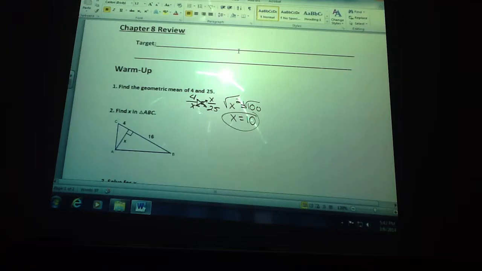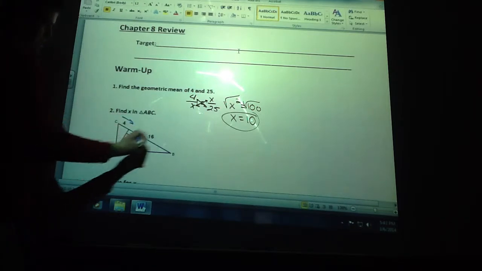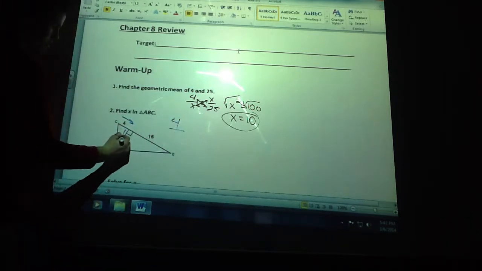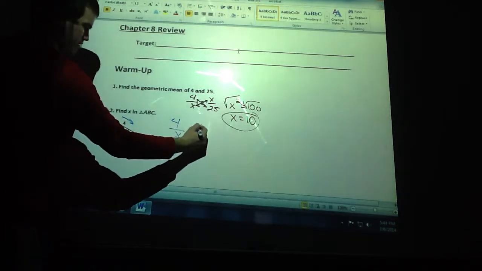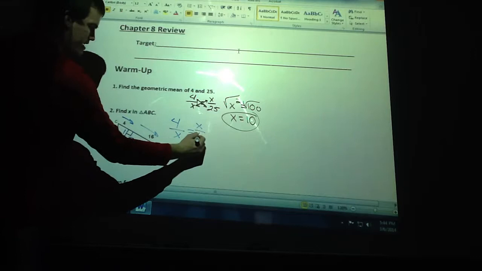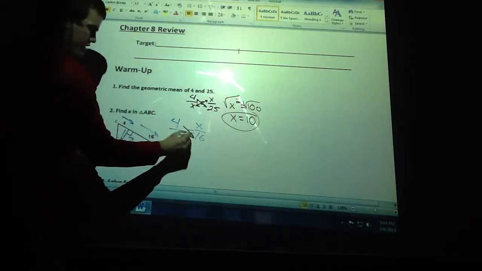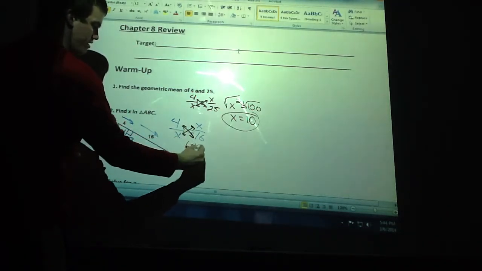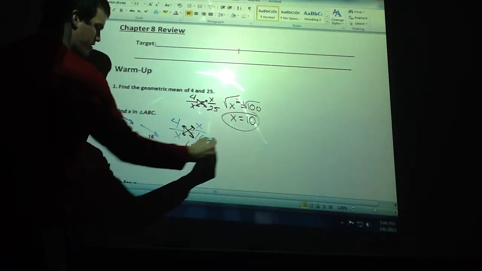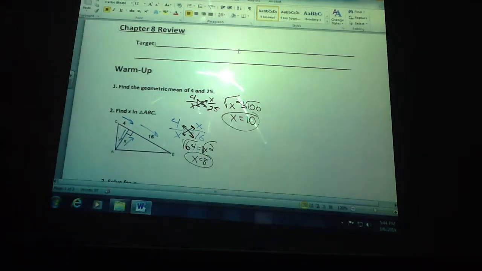Similar setup to our next problem here. It says find x in triangle ABC. Remember, this is where we got to be specific with our triangles. I'm going to go 4 over x equals x over 16. Again, cross multiply. When I cross multiply, 4 and 16 is going to give me 64. X times x is going to give me x squared. To solve, take the square root of both sides. So x will equal 8.